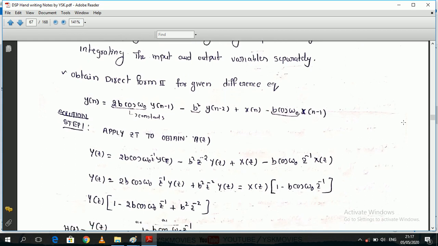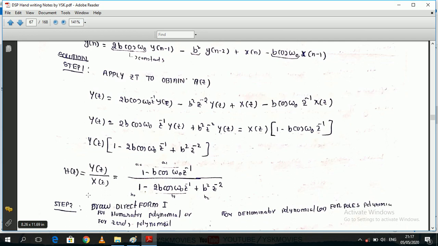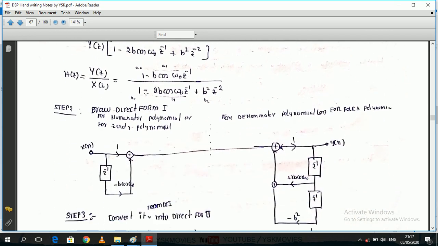First, for the given problem, the first step is to apply the z transform. So we get 2b cos omega z power minus 1 y of z. These are the coefficients, constants. Then b square z power minus 2 y of z plus x of z minus b cos omega naught z power minus 1 x of z. Finally we separate the y of z and x of z. So there are constant coefficients a naught, a1 and b naught, b1, b2.